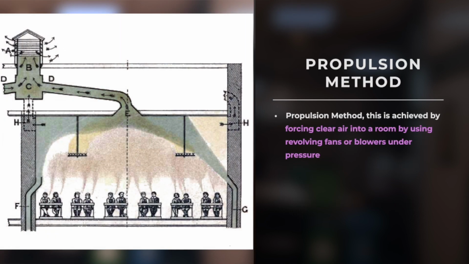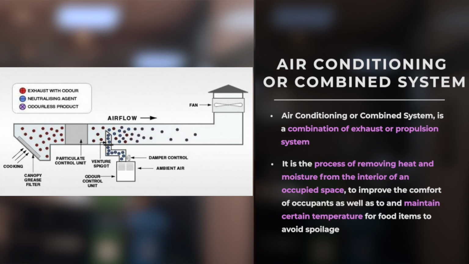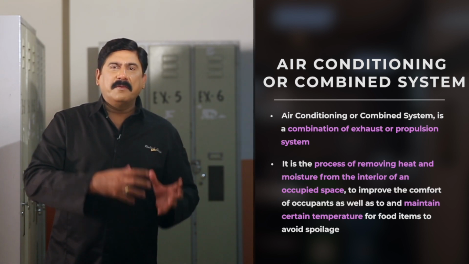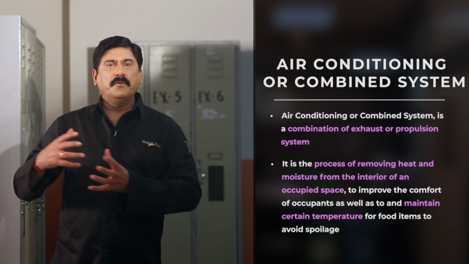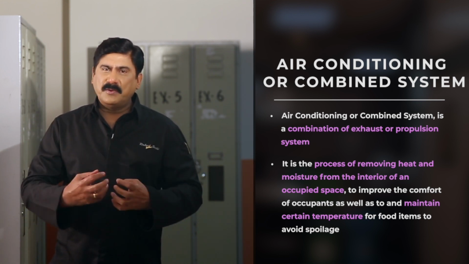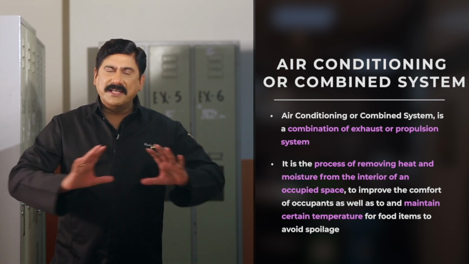Propulsion method: this is achieved by forcing clear air into a room by using revolving fans or blowers under pressure. Air conditioning or combined system: this is a combination of exhaust and propulsion systems. It is the process of removing heat and moisture from the interior of an occupied space to improve the comfort of occupants, as well as to maintain a certain temperature for food items to avoid spoilage.